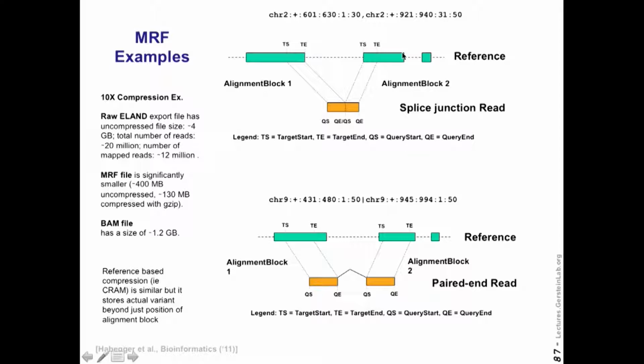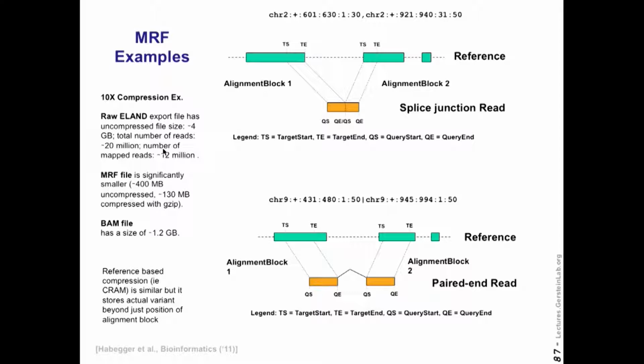And one of the really nice things about this format is it's also a tremendous compression. So if you look at the raw output, this is from an ELAND file, an old file that used to come out of the sequencer, you'll get maybe a factor of 10 compression to build this MRF file, where you just store the variant and the mapping. And now, you maybe have heard of something called the CRAM file.